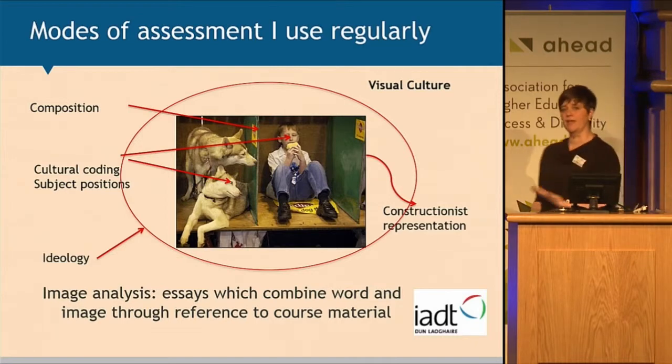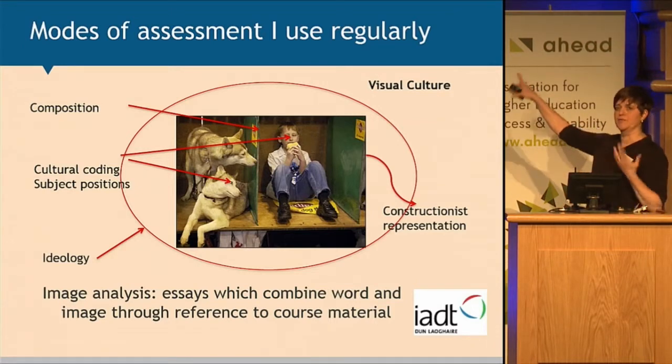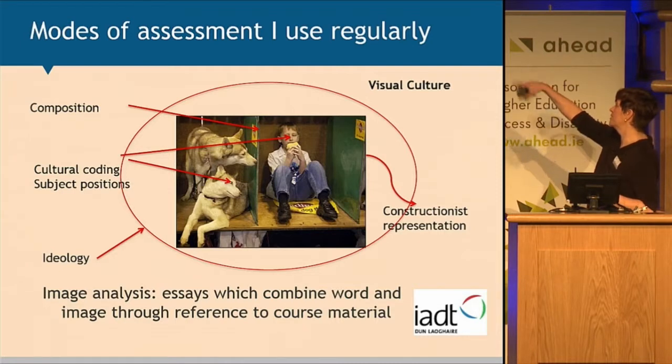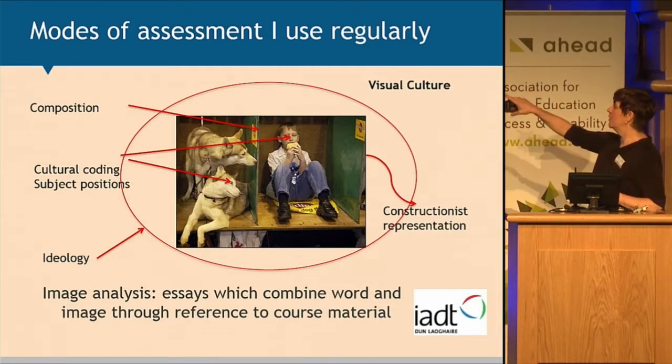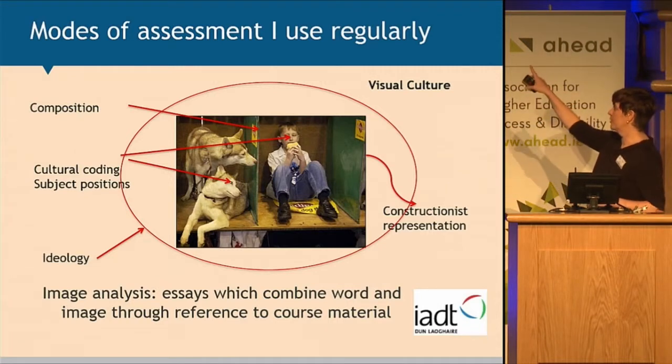They might choose an image like that, where they can talk about things like how the image is composed, what kind of cultural coding is in the image, how subject positions play out within an image. There's a man named Stuart Hall, who some of you probably know, we study him, his notion of constructionist representation. Is there an ideology throughout the entire image? And we look at the whole thing under the rubric of visual culture.